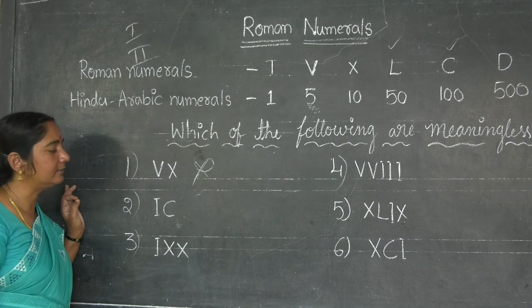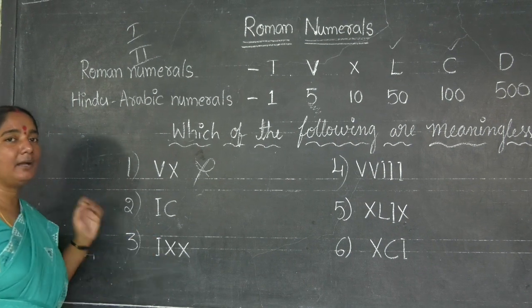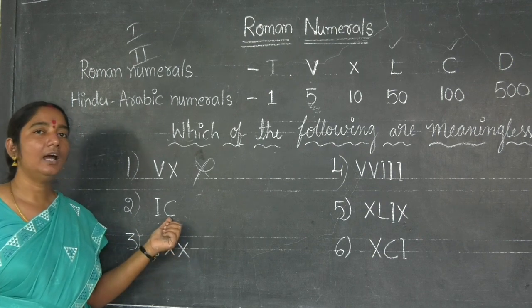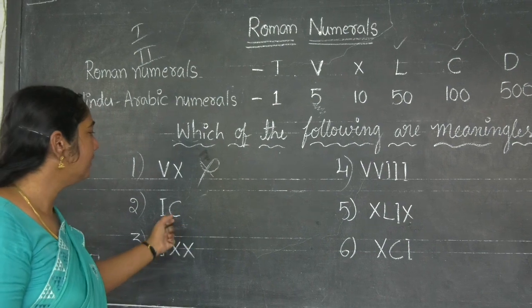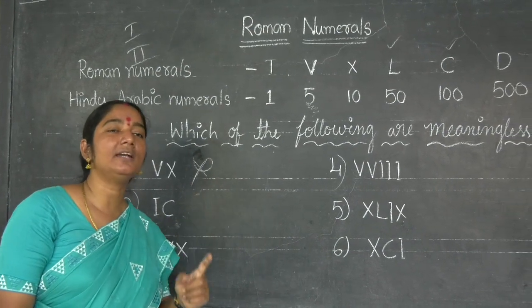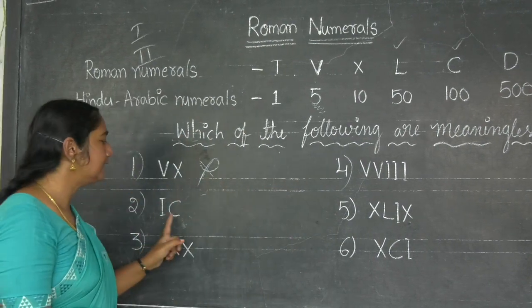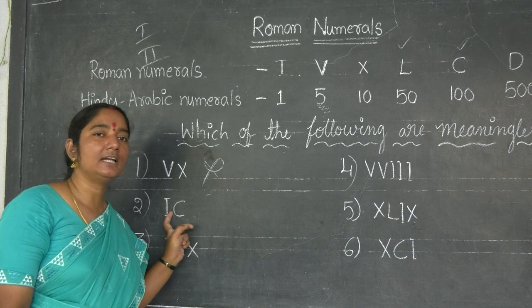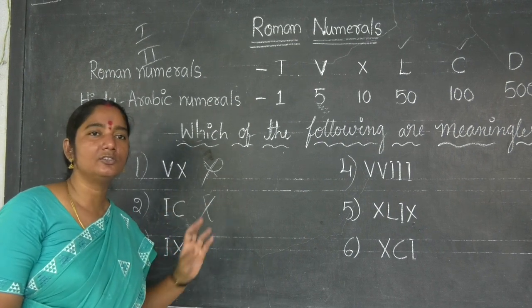You can understand. In the next problem, in this case, they have given C, which is 100, and 1. The Roman number 1 can be subtracted only from 5 and 10. But here in this case, it is subtracted from 100. C is 100. So this is wrong according to our rule. It is not following the rule.